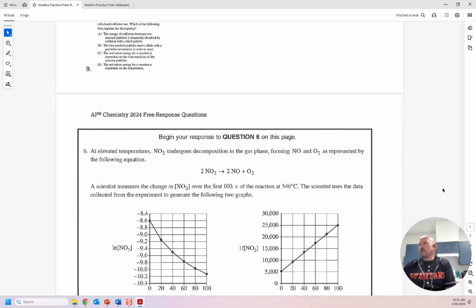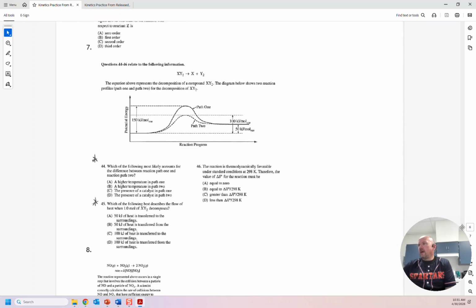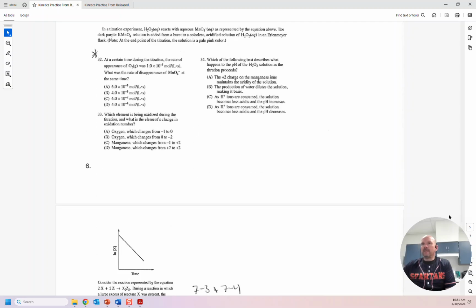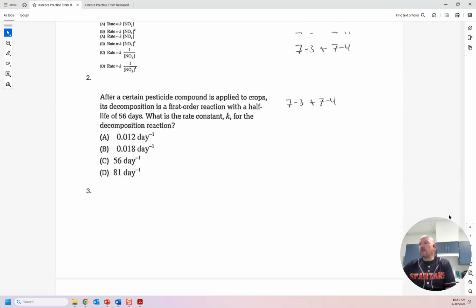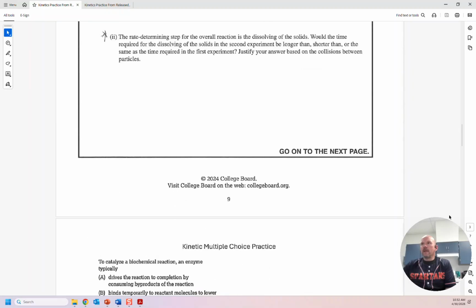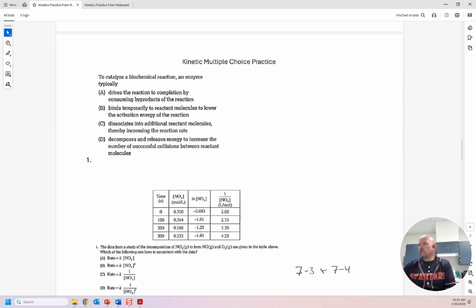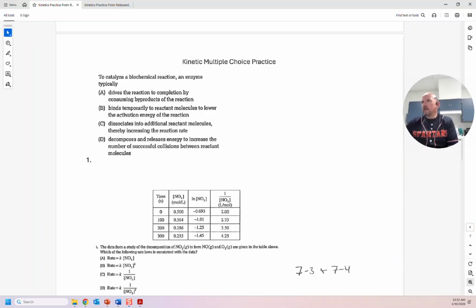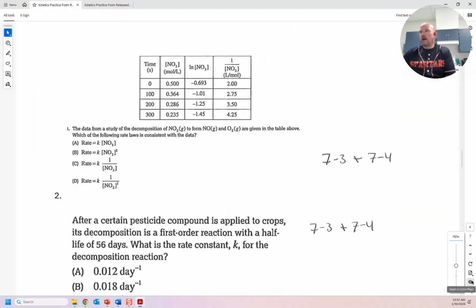So now let's do some multiple choice practice, and I'll zoom in and out so you can see the question. And if you have to pause the video and read the question, that's fine. But again, I want you to see how kinetics shows up on multiple choice as well. Let me see if I can zoom in here. Can I? Yeah. All right. So I want you to see how it looks here.